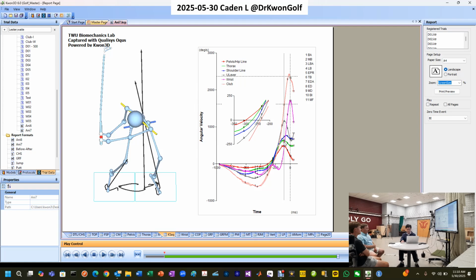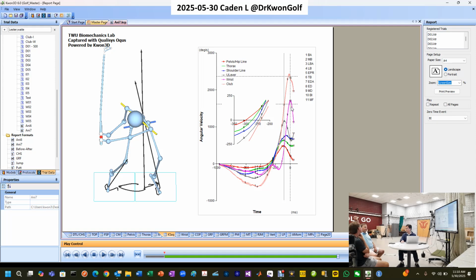You see the pelvis, the thorax, and the arms. These are pretty much reaching peak angular velocities about here, early, and then from that point on, the pelvis loses a lot of angular momentum. The arms lose a lot of angular momentum because you have this motion here. So with this, the body slows down, but the club further accelerates. So that's why he's using the wrist really well here.